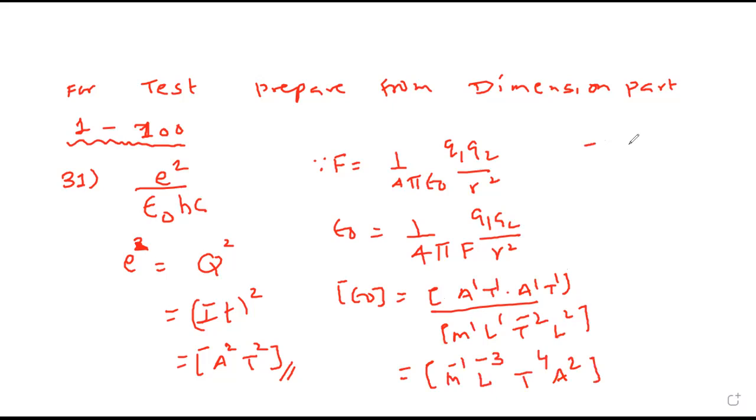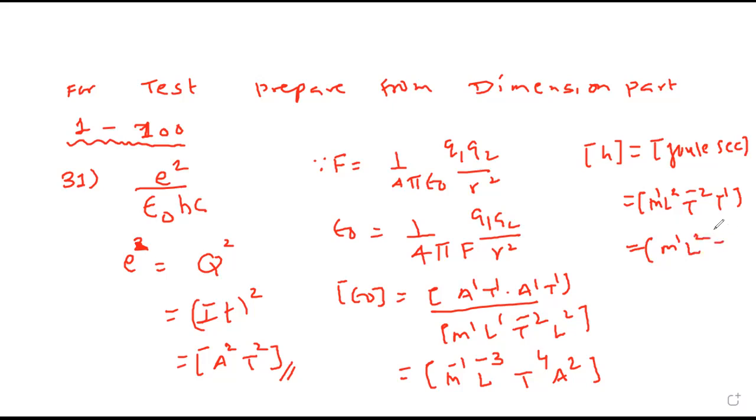H is Planck's constant. Its unit is joule second. Joule second means energy times second: M1 L2 T minus 2 into T1, that is M1 L2 T minus 1. C is the speed, which is meter per second. Everybody has followed the dimension of these 4 quantities individually? Just copy till this, then I will combine them.